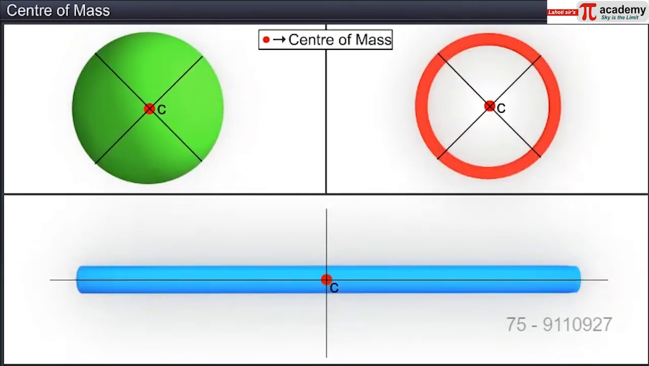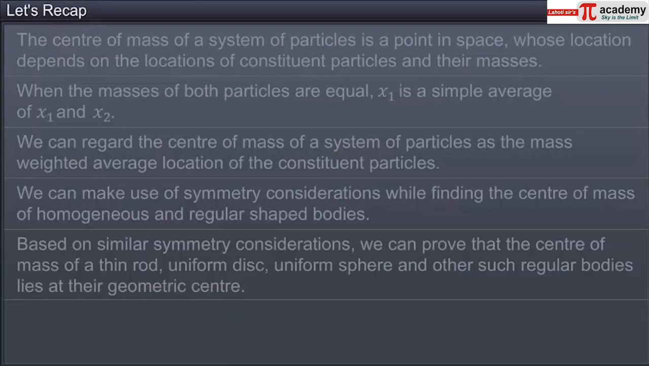Based on similar symmetry considerations, we can prove that the center of mass of a thin rod, uniform disk, uniform sphere, and other such regular bodies lies at their geometric center. You have now reached the end of this module.